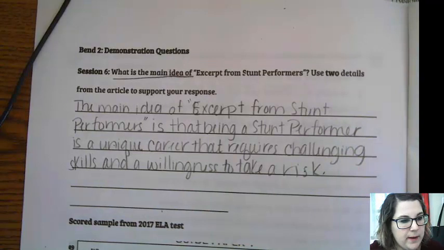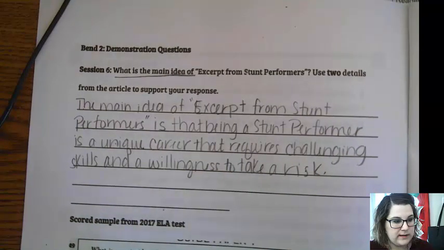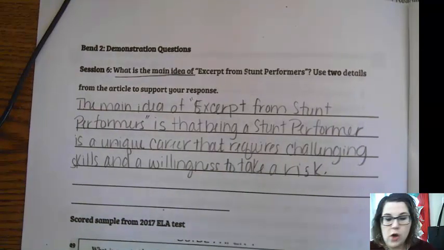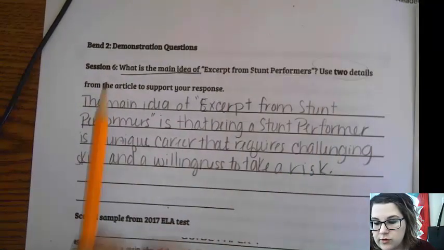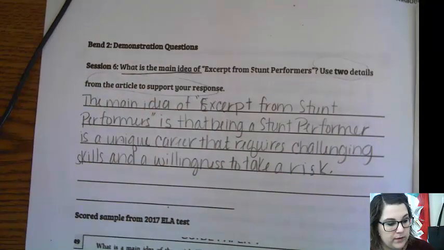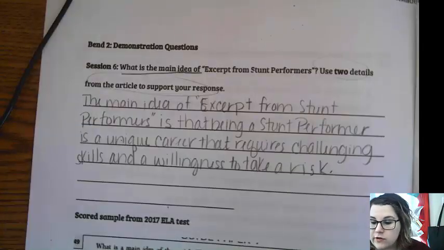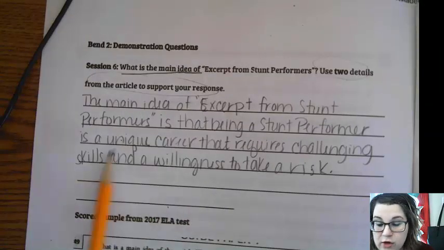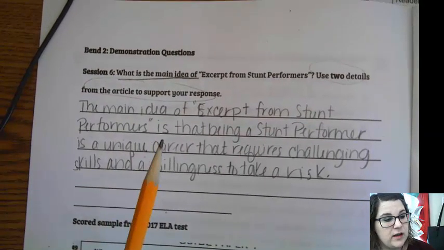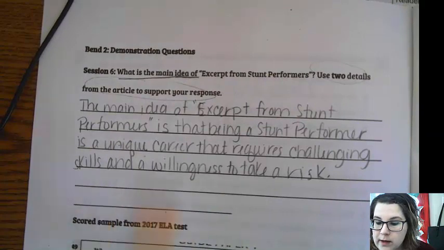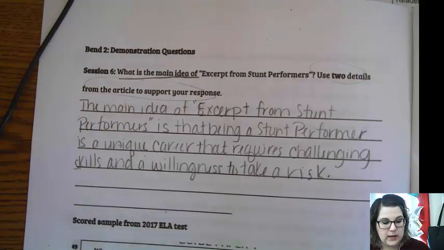Okay, so now I have my main idea here. So I've chosen a main idea for myself. And I know right now what I need to do is use 2 details from the article to support my response. So the only way to do that is to pull out the article. So I want to talk about how it's a unique career, so what makes it different, and I want to write about their risk taking. So that can bring me to a couple of different sections here.